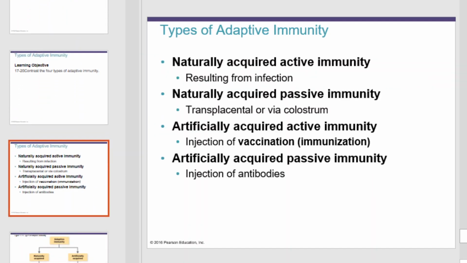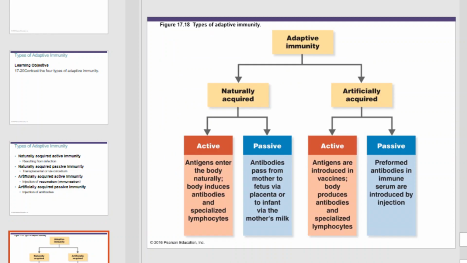Types of adaptive immunity. Natural acquired active immunity is one form of adaptive immunity resulting from infection. Natural acquired passive immunity is transplacental or via colostrum. Artificial acquired active immunity is achieved by injection of vaccination or immunization. Artificial acquired passive immunity is acquired by injection of antibodies. This graphic illustrates the types of adaptive immunity.